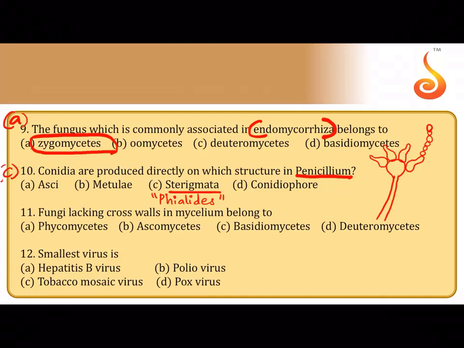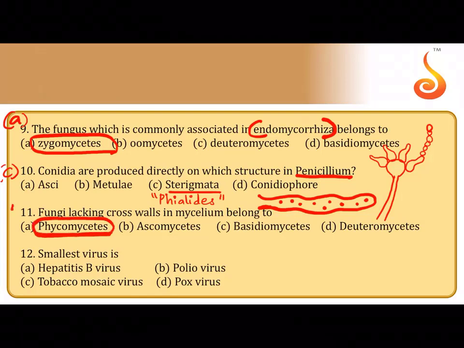Fungi lacking cross walls. When a fungus has a hypha, we had learnt it in the synopsis. If this is the hypha and if it is just a mass of protoplasm with many nuclei without any cross wall, we call it as what? We call it aseptate and coenocytic, and the class which includes aseptate and coenocytic hyphae is Phycomycetes.